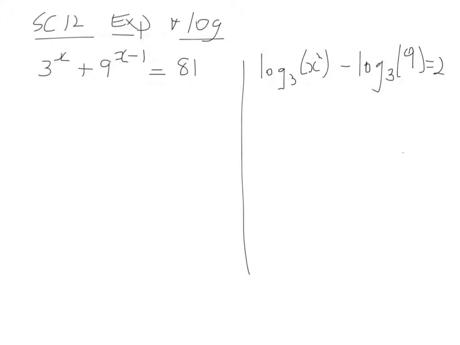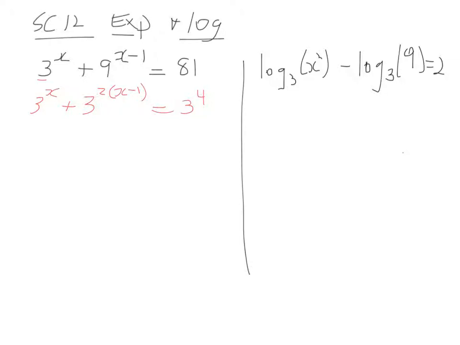So 3 to the power of x times 9 to the power of x minus 1 equals 81. I know that I want to try and reduce the base as much as possible, and 9 is written as 3 squared. So this will end up being 3 to the power of x times 3 to the power of 2x minus 2 equals 3 to the power of 4.